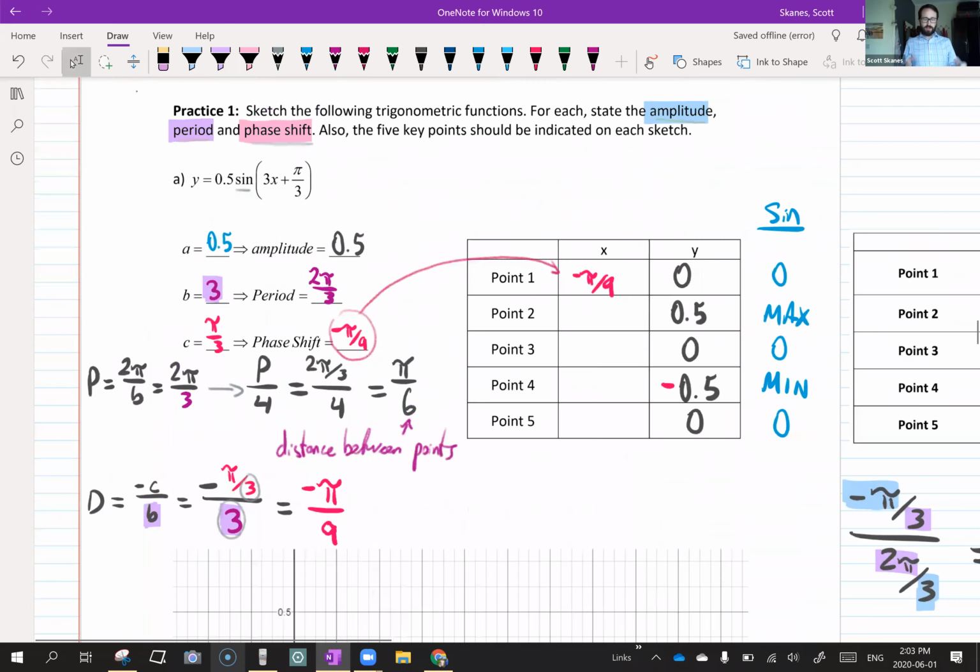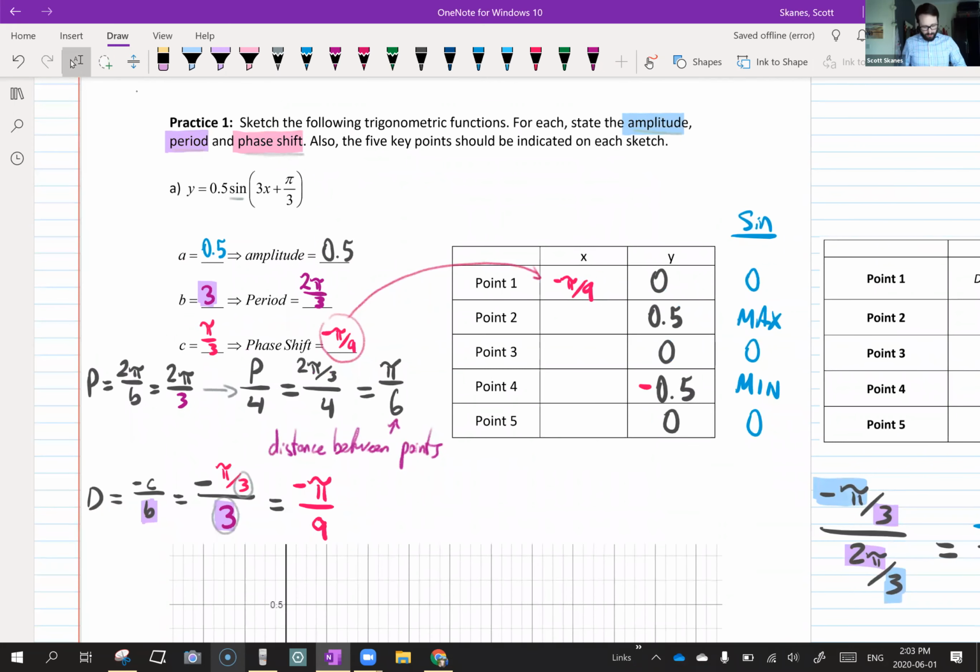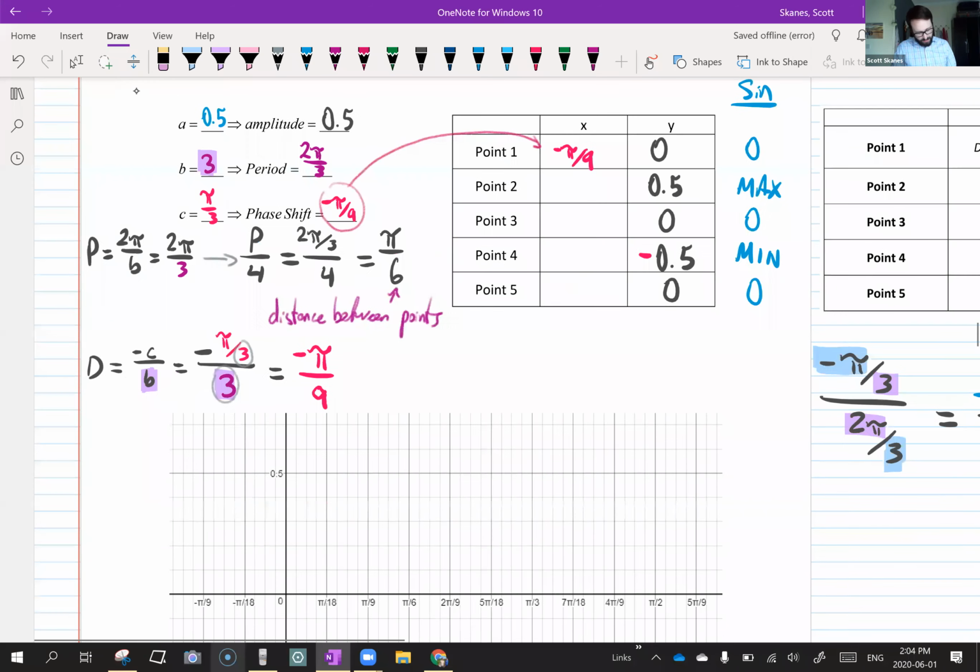Well, I looked at the equation. I got A, B, and C. I used the A value to fill in this part of the table. That was simple, just using this rule. 0 max, 0 min, 0. And then I found phase shift. As soon as I have phase shift, I have my first point. So negative pi over 9 and 0.